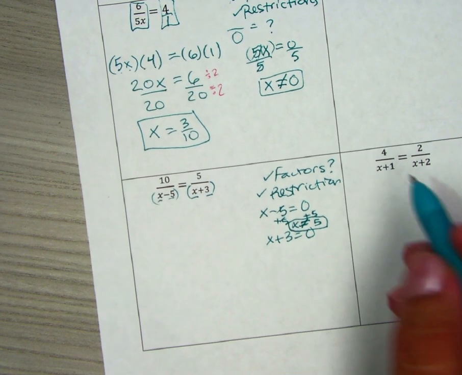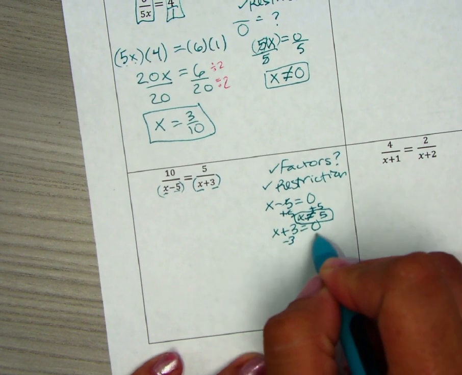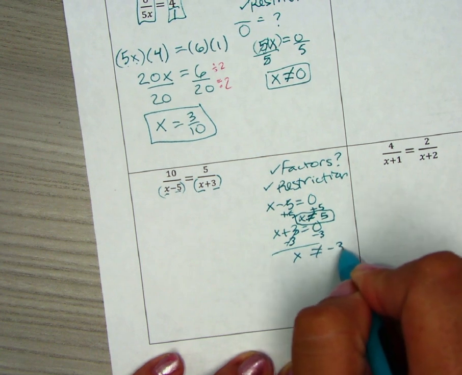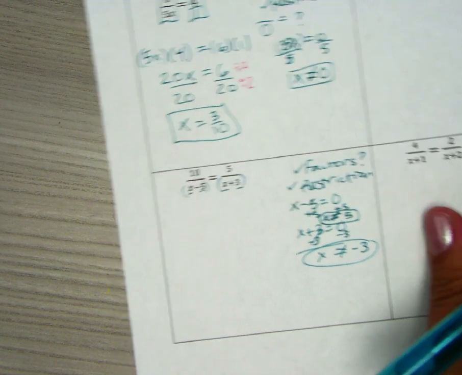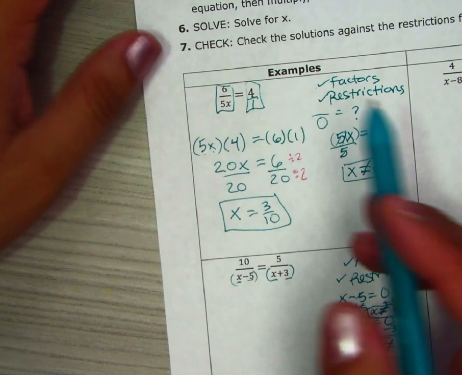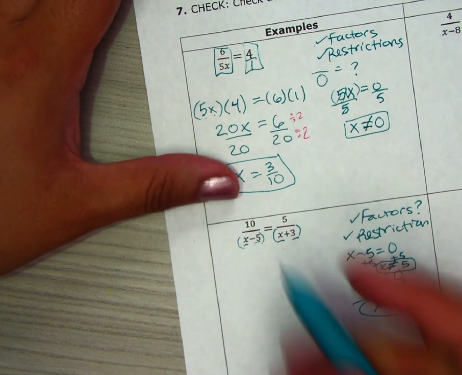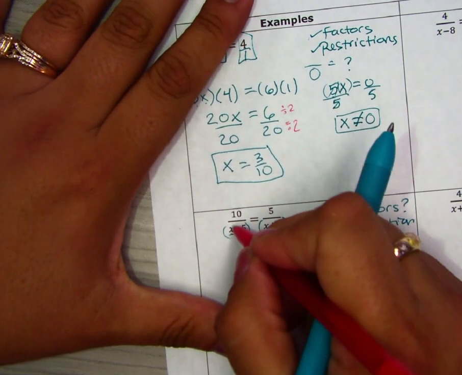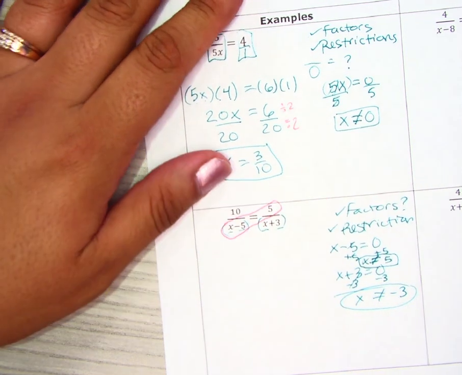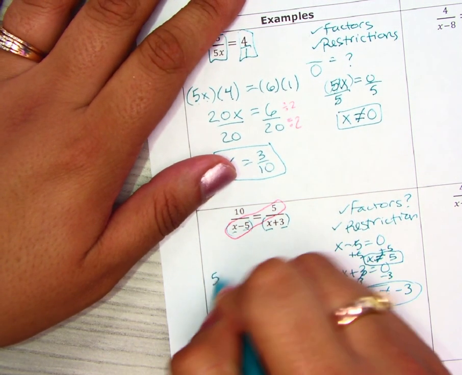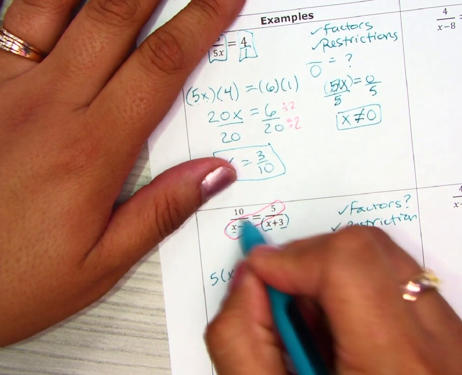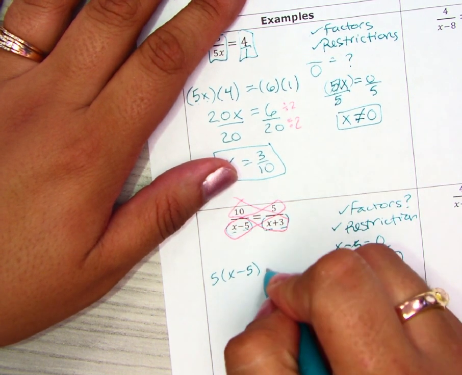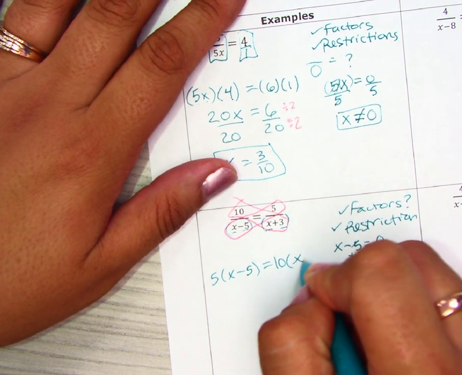And the last one, we have x plus 3, so minus 3 on both sides. And x cannot equal negative 3. So next, we are going to cross multiply. We'll just use a different color. Cross multiply. So we have 5 times x minus 5, and then we have 10 times x plus 3.